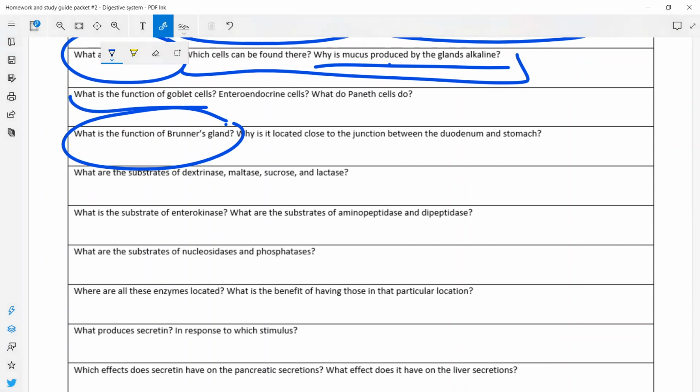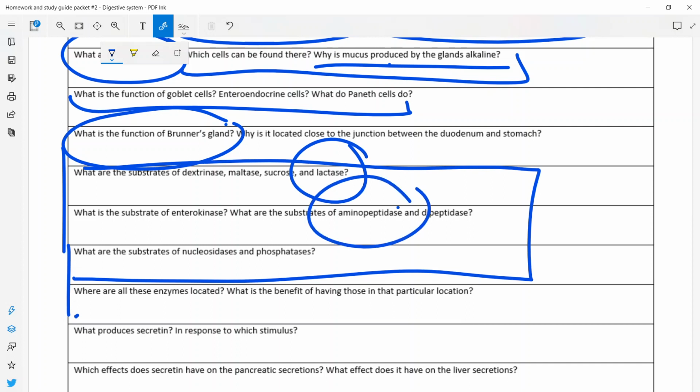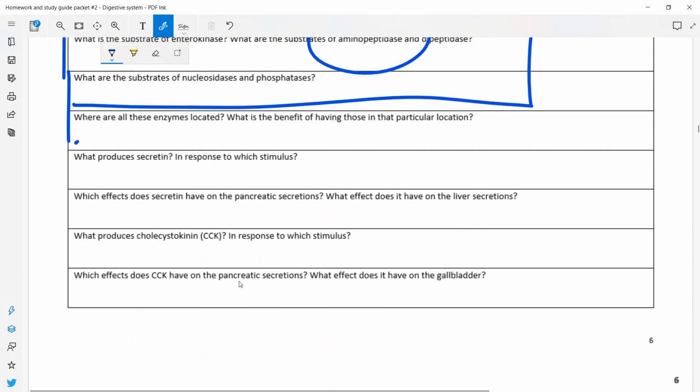Now, this, I'm not going to go over the functions. I have a table with the functions for those enzymes. So you need to know the substrate and the product. Say, lactase breaks down lactose into small sugars, monosaccharides. Aminopeptidase chips off an amino acid from one side of the peptide. So please review them. All these enzymes are located in the brush border. Okay.